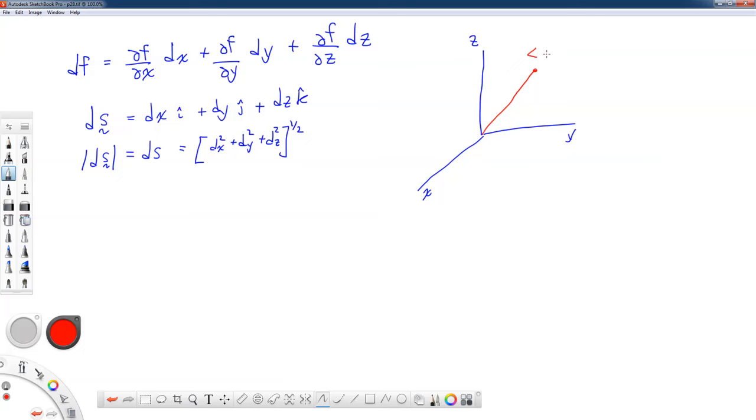Okay, so that vector is from the origin dx, dy, and dz. And since this is the magnitude, we can find a unit vector in the direction of this infinitesimal vector. That can be found by taking dx by ds, dy by ds, and dz by ds. I keep wanting to try to put an x in there.